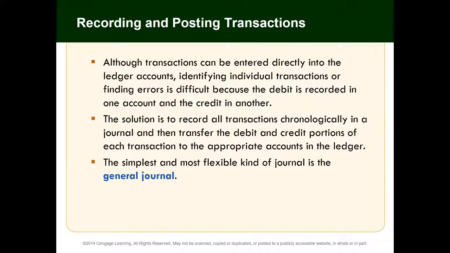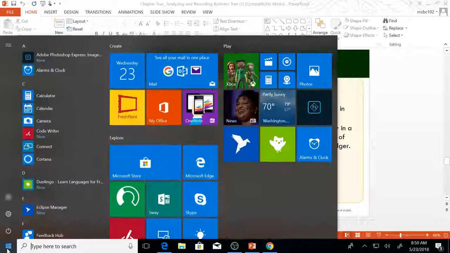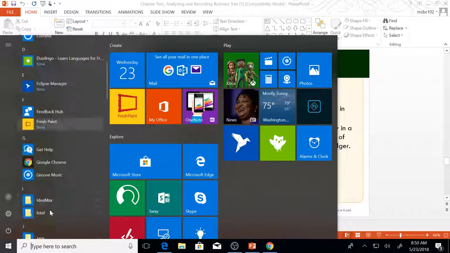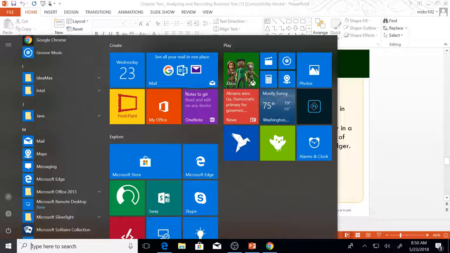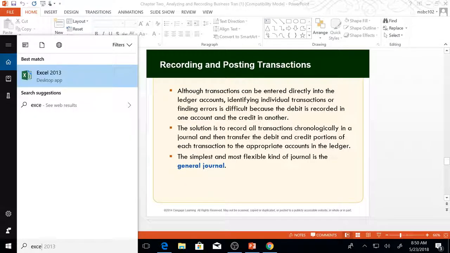Okay, I'm going to do something different this time. I'm going to go to an Excel worksheet and do a general journal page. General journal page, all right? So let's go to Excel. Let's find Excel. How do we find Excel here? You could type Excel in the search. All right, let's see. Oh, there it is.